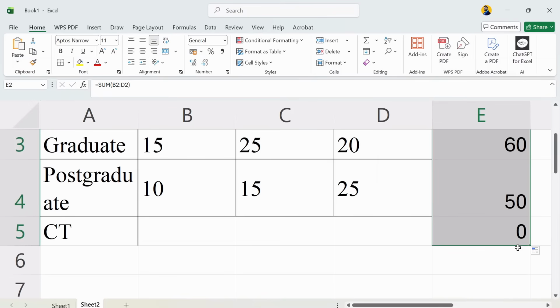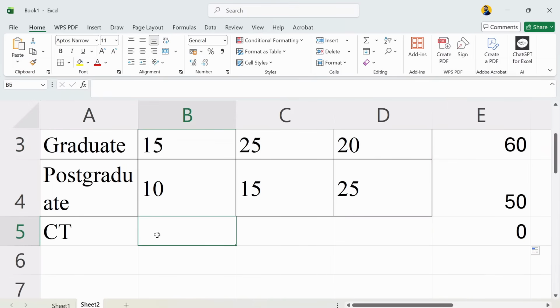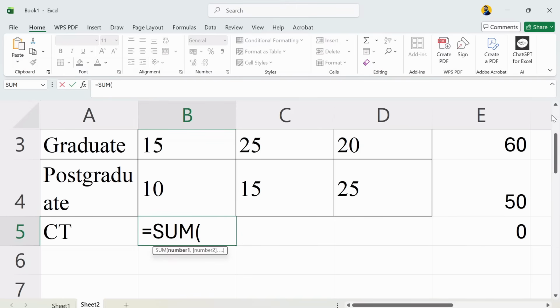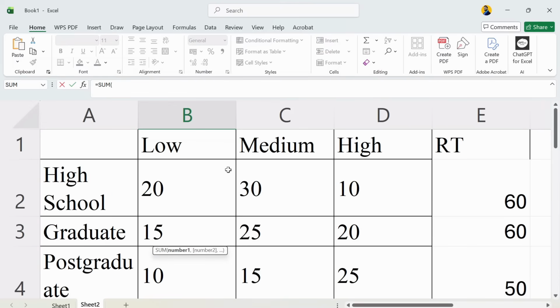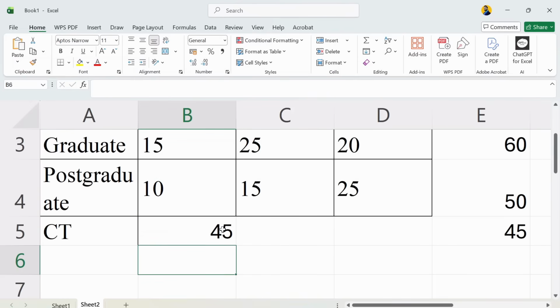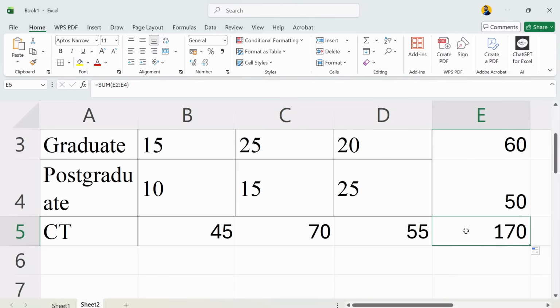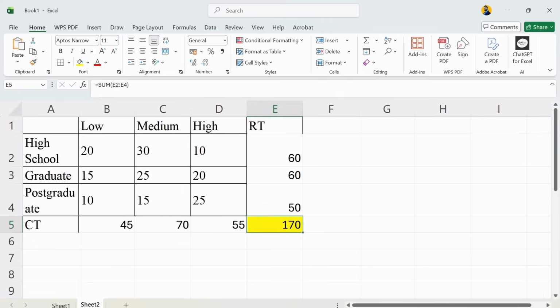So I will drag till here. Now, as we are talking about column total, I need the sum of these columns. So again, I will use equal sum and now the values. I will select the values from this side onward, and finally I will enter. So this is my column total, and similarly I can drag this. This particular yellow box is my grand total. To highlight this, I will highlight it with yellow color. This is indicating your grand total, right? So I hope this much is clear to you.